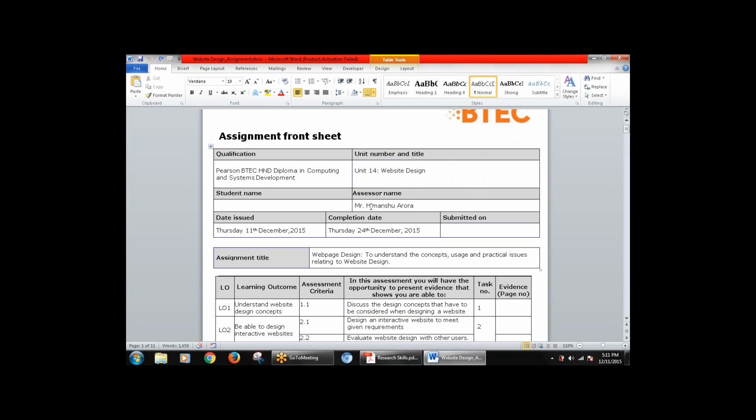This is my name, Himanshu Arora. Then this is the date issued, today's date, 11 December 2015, and the submit date is 24 December 2015. This is the completion date, and you have to submit the assignment as per your choice, either before or on 24 December. It's up to you, but write the date on which it is submitted. For example, if you submitted your assignment on the 20th of December, you write 20th December and the day, right?